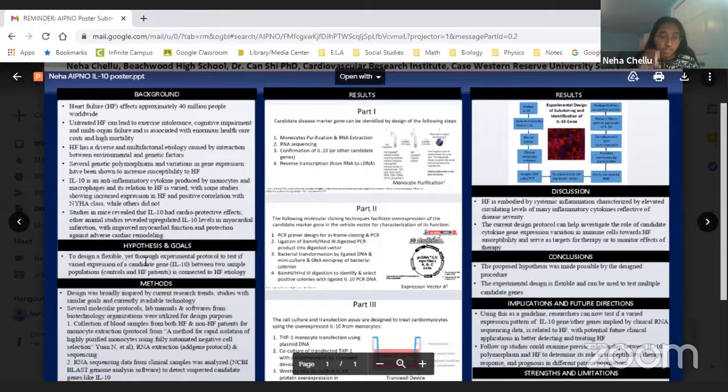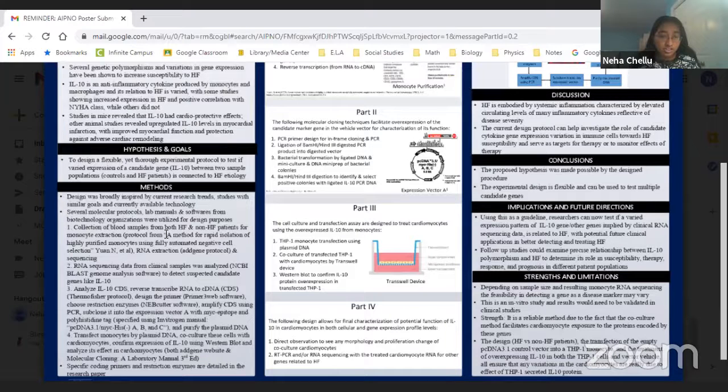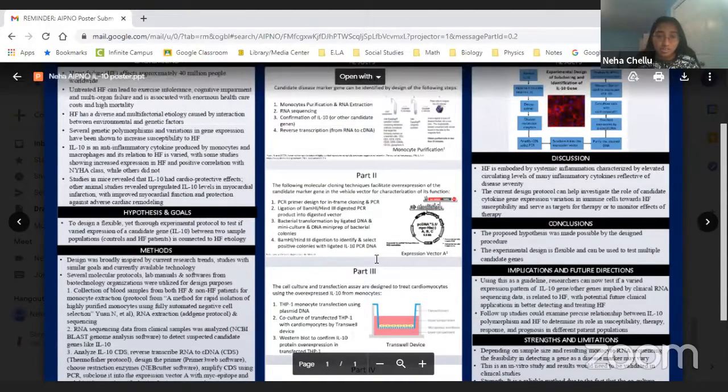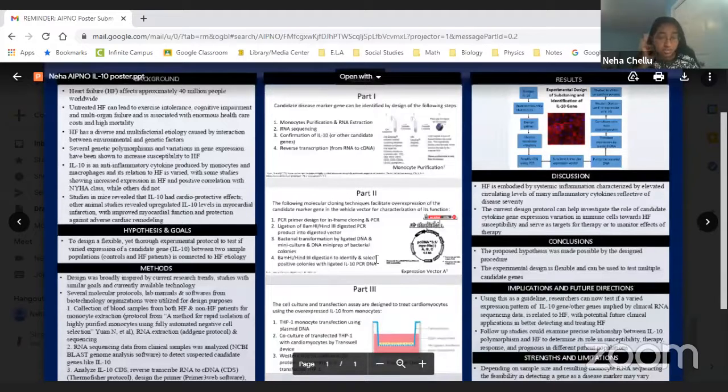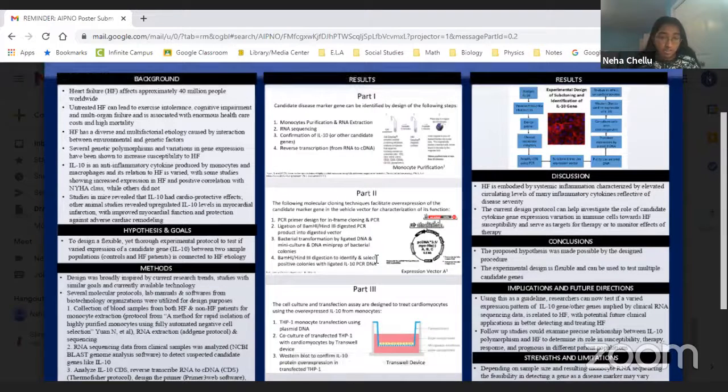The goal of this project is to design a flexible yet thorough experimental protocol that tests the varied expression of a candidate gene across a control and treatment group to learn whether in fact the gene is connected to heart failure etiology. I used a variety of lab manuals, biotechnology software, and molecular protocols to tailor an experimental procedure to the IL-10 gene. As evident in the images in the middle, the procedure is divided into 4 main parts: identification of the candidate gene, overexpression of the gene in a vehicle vector, treatment of the cardiomyocytes using the overexpressed vehicle vector, and analysis of any changes to the cardiomyocytes.